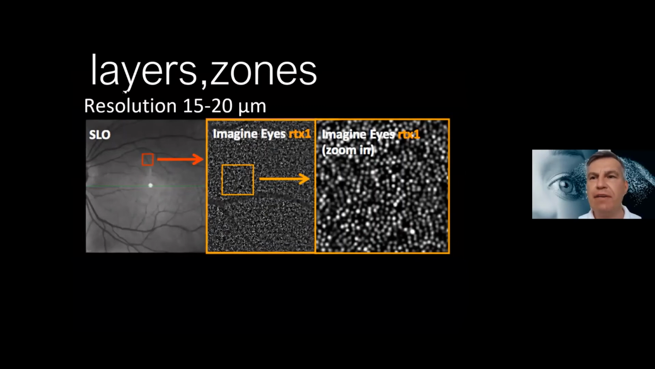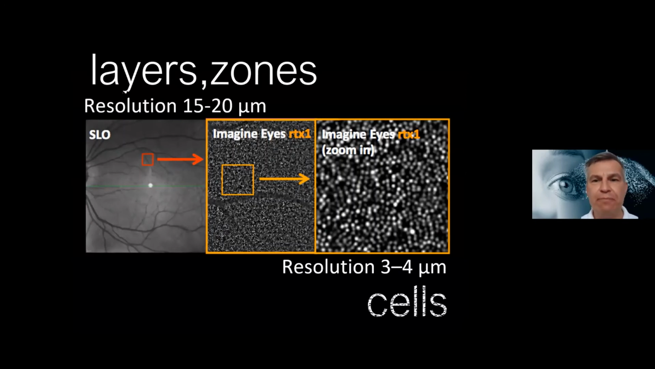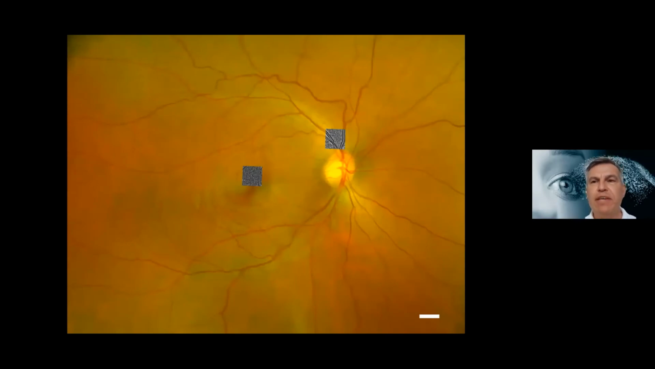And this is, I think, the most interesting part for you. And the resolution, of course, is much higher. And we see now cells. But in a clinical setting, it's really difficult. Here you have a panoramic view of the eye, and the small squares are really the field of view that you will get with such an imaging. It's really small.